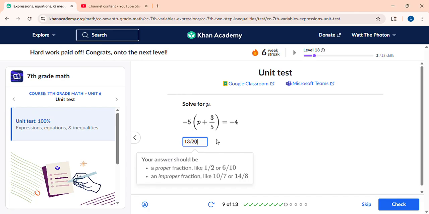12 over 20 plus P is equal to 4 over 5, which is equal to 16 over 20. So P has to be equal to 4 over 20, which is equal to 1/5. Which makes sense. So we have 1 divided by 5 plus 3 divided by 5, times -5. It's -4.